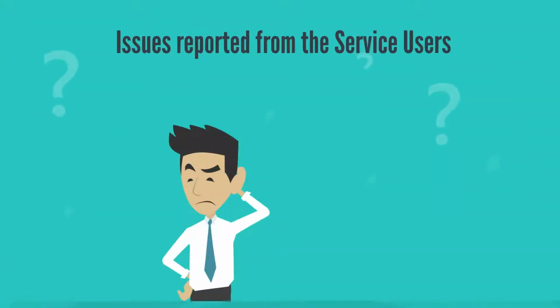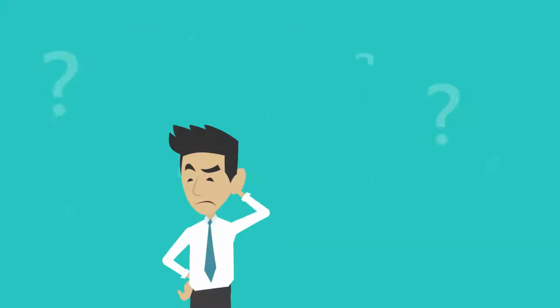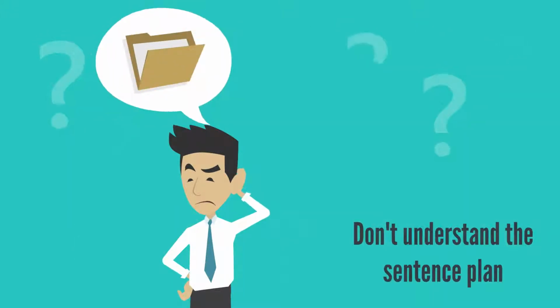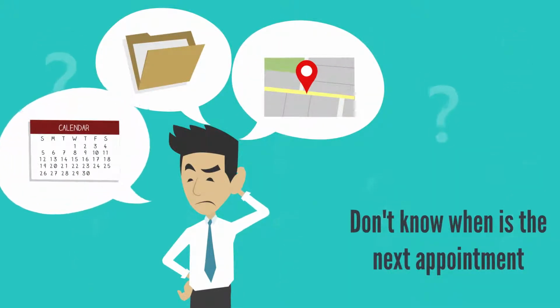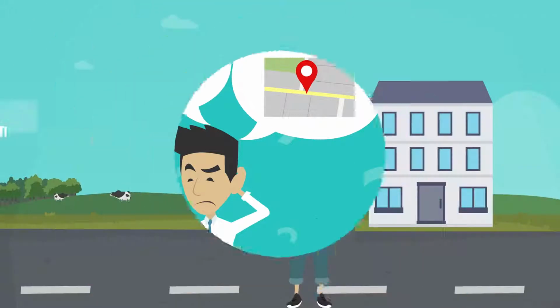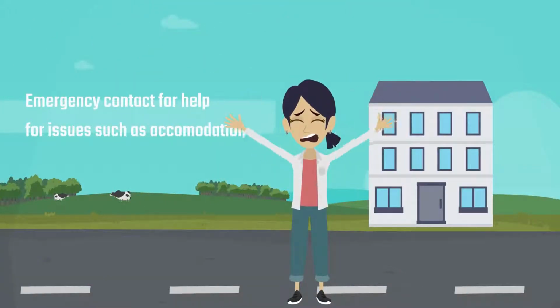Gathering feedback from frontline staff through shadowing, office visits and interviews, we have learned it's often the case that service users don't understand what their sentence plan is, don't know where the community payback project is, or don't remember when their next appointment is with their offender manager. Service users have reported that when they are looking for assistance with accommodation, for example, they don't have the right number or contact available to them.